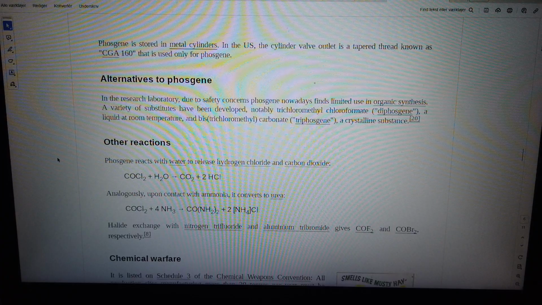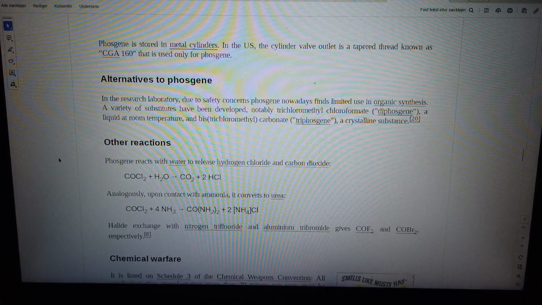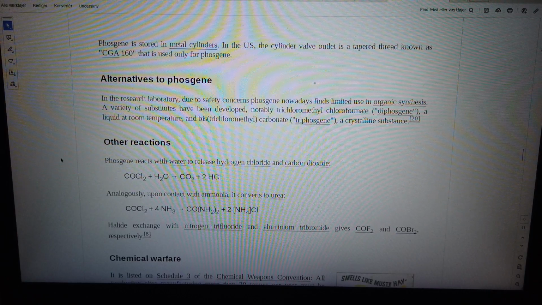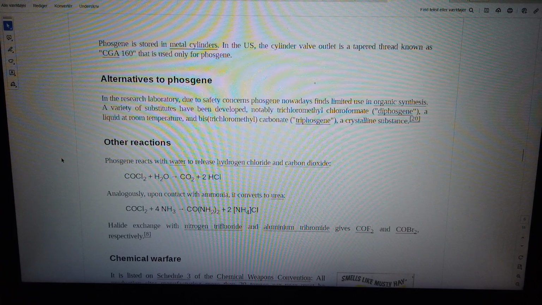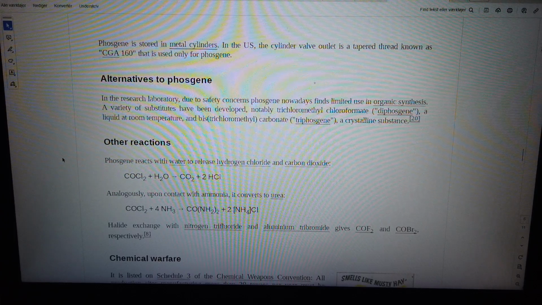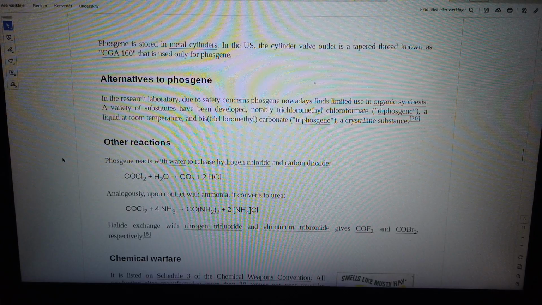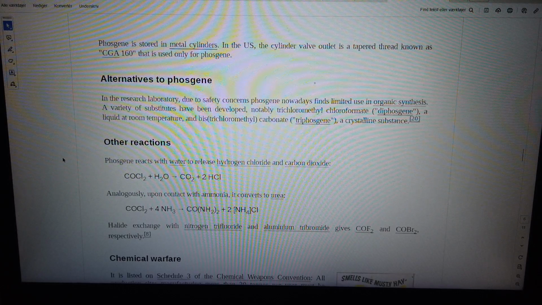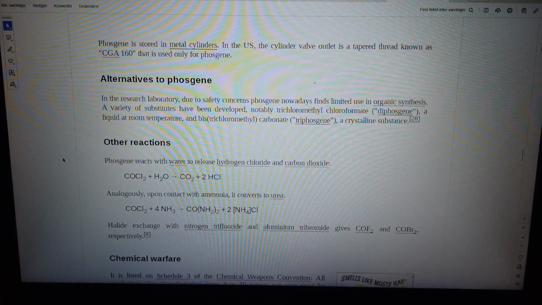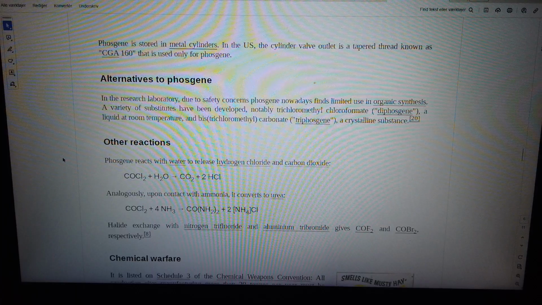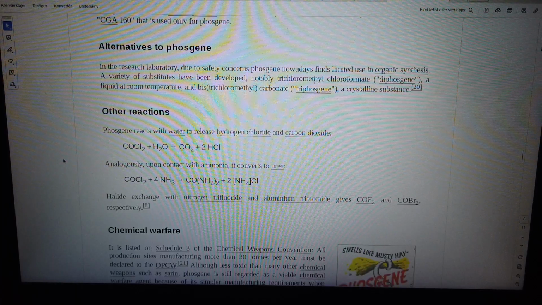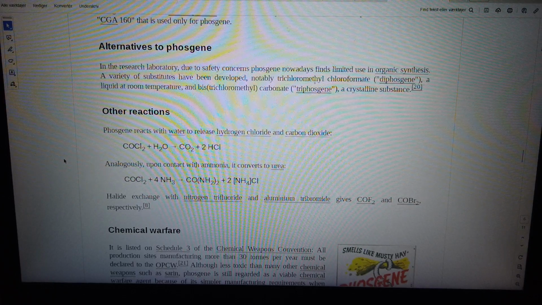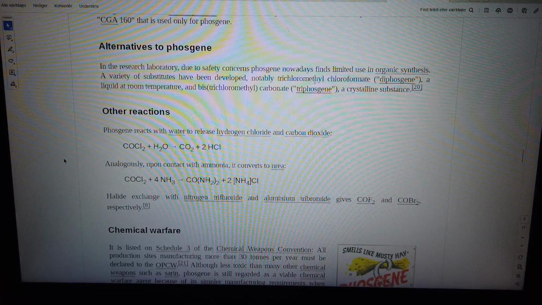Phosgene is stored in metal cylinders. In the US, the cylinder valve outlet is a tapered thread known as CGA 160 that is used only for phosgene. Alternatives to phosgene. In the research laboratory, due to safety concerns, phosgene nowadays finds limited use in organic synthesis. A variety of substitutes have been developed, notably trichloromethyl chloroformate, diphosgene, a liquid at room temperature, and bis(trichloromethyl) carbonate, triphosgene, a crystalline substance. Other reactions.